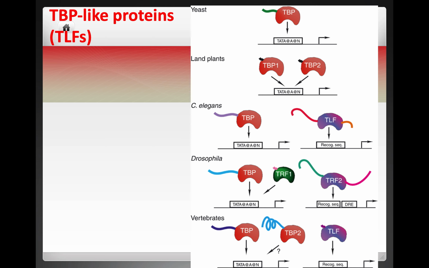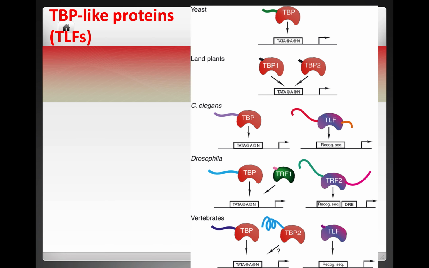Oh, we have another one, which is the TLF, or TBP-like proteins, or TATA box binding like protein. In different organisms, as you can see here, yeast, plants, C. elegans, Drosophila, vertebrates, there are different types of TLFs, and how they recognize the sequence is also different. So basically, TLF helps or acts like an enhancer to the TBP.